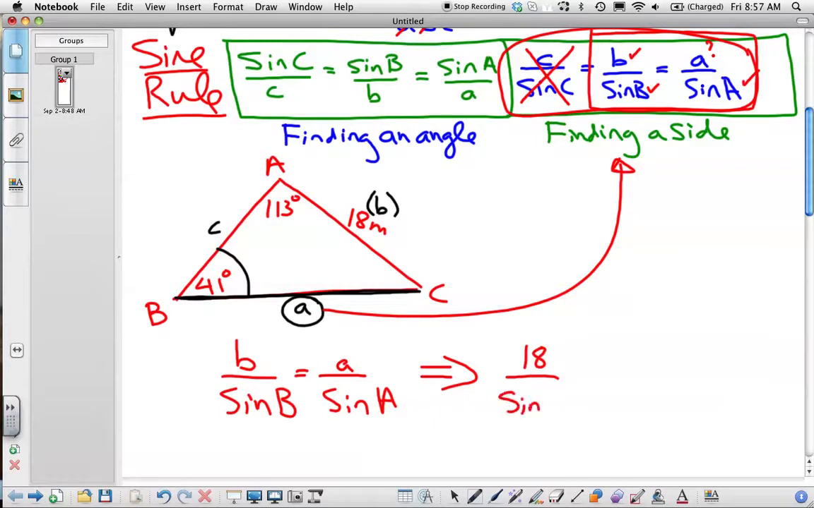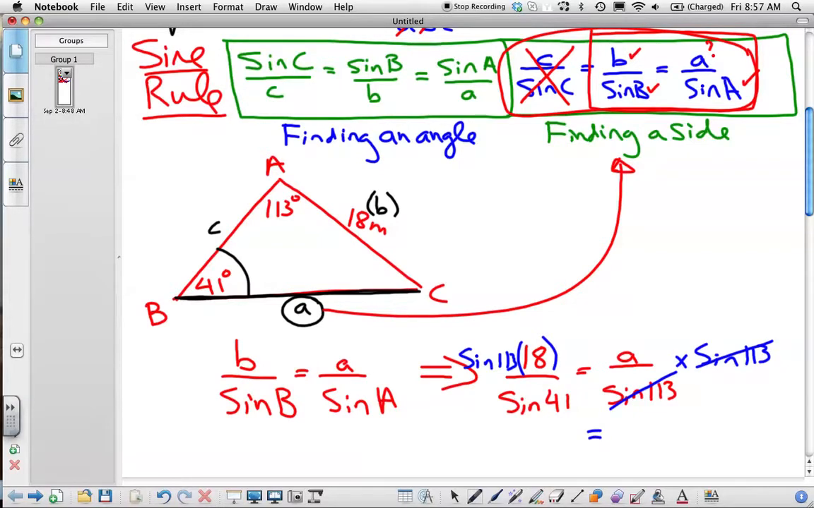That's the sine of 41 is equal to a, that's what I'm trying to find, over the sine of 113. Because I want a, I'm going to try and isolate a, so I'll multiply both sides through by the sine of 113, and I'll get the sine of 113 multiplying here. Not very nicely written, but anyway, that will cancel with that.